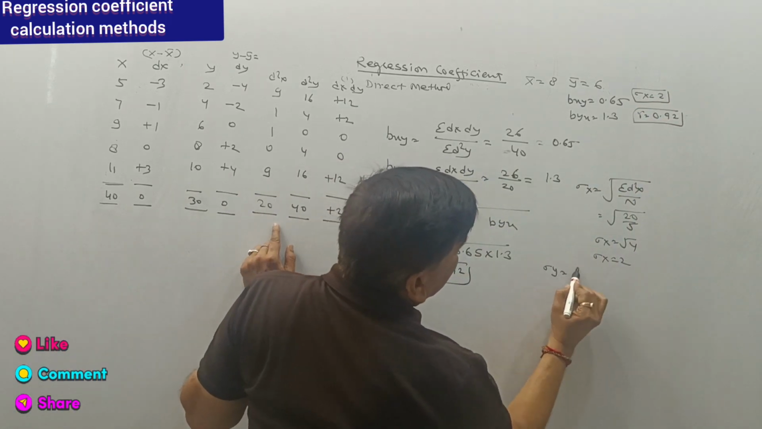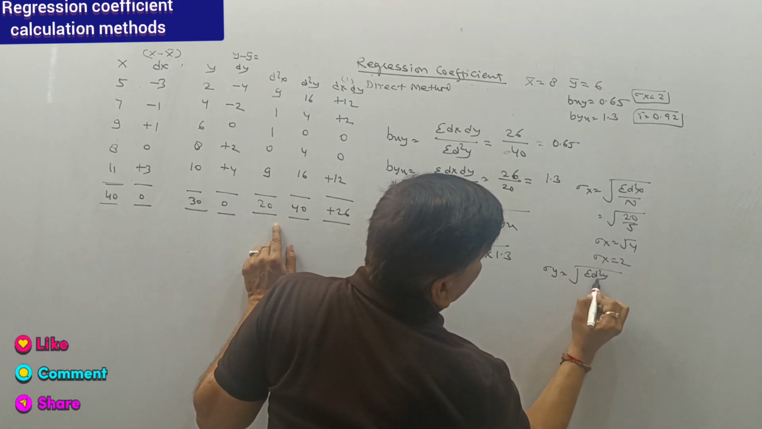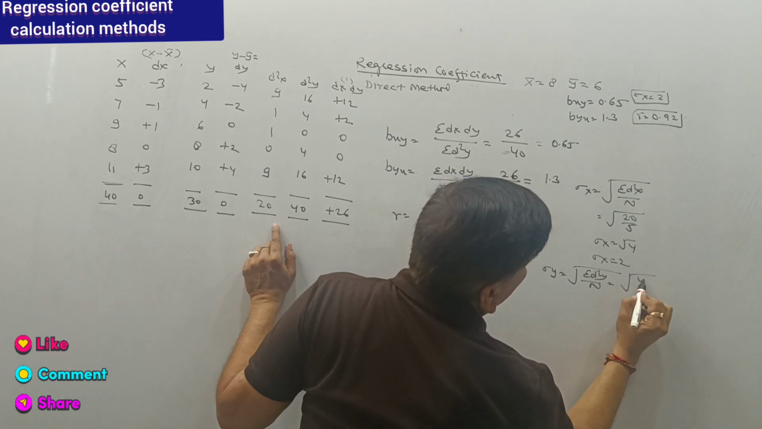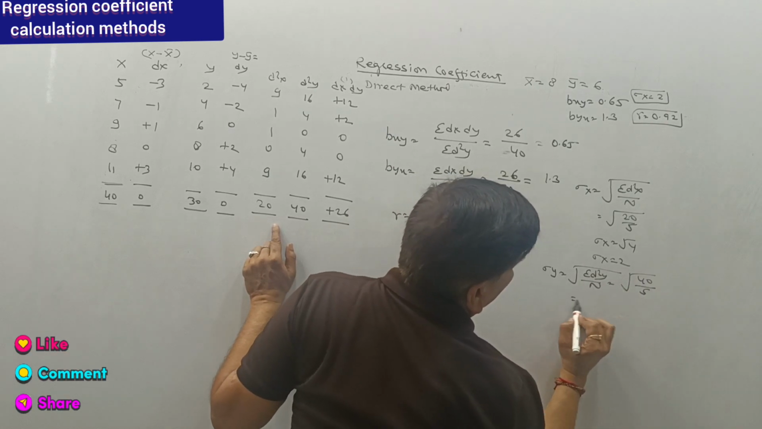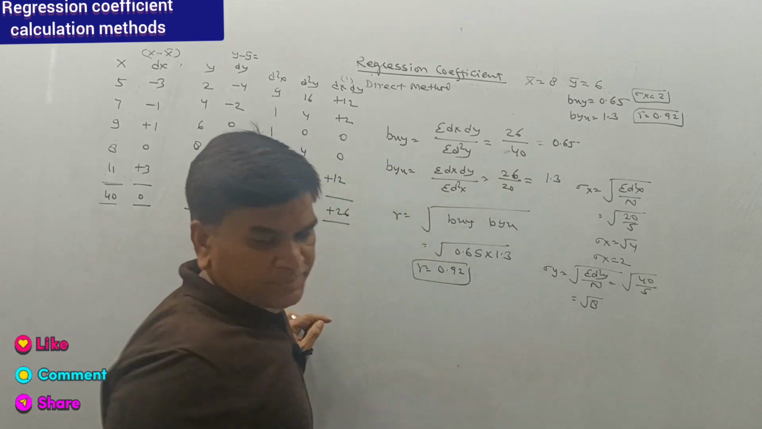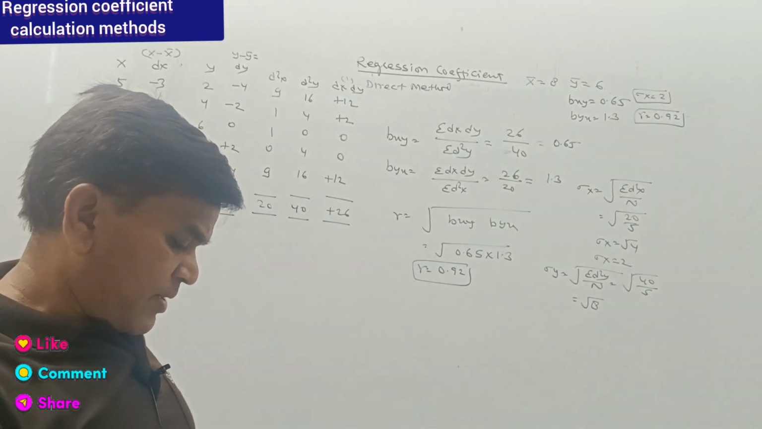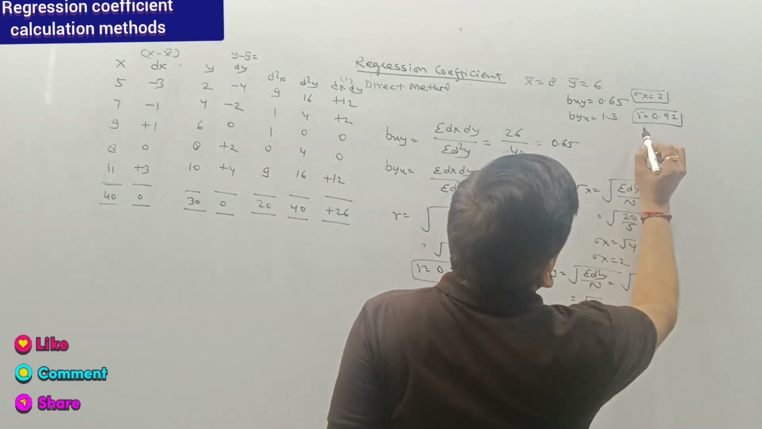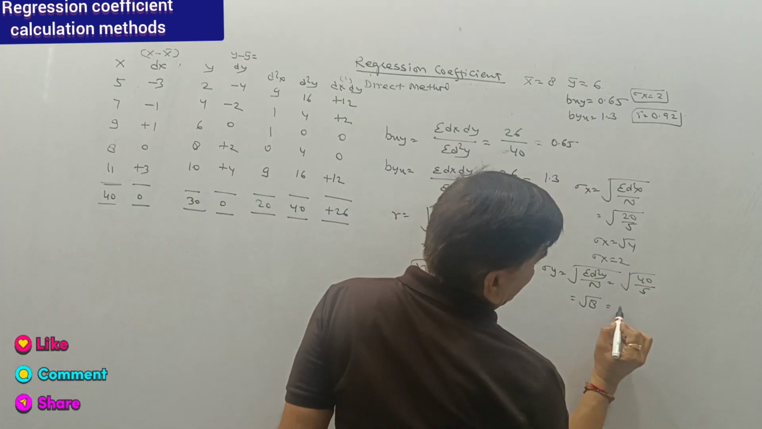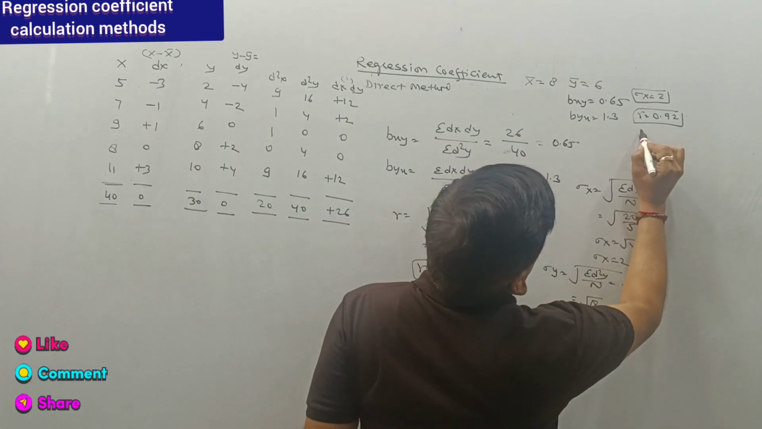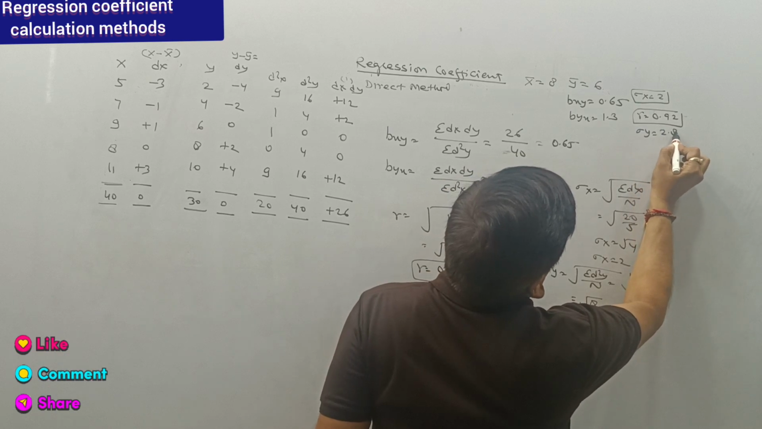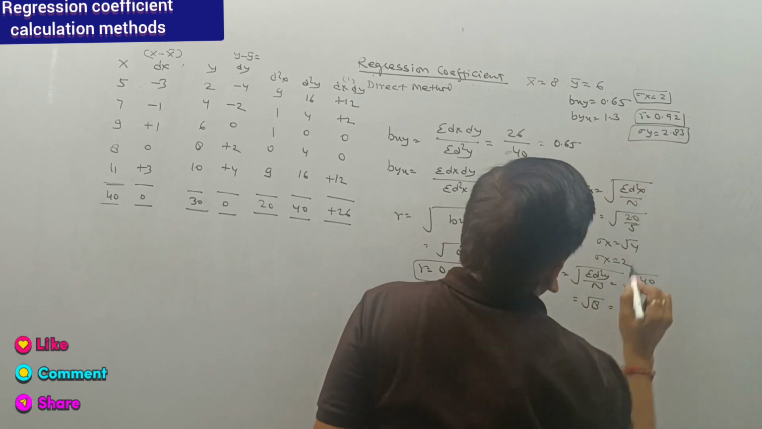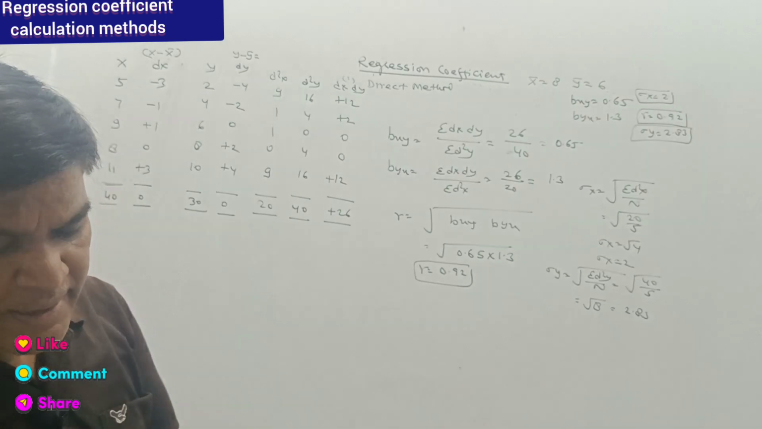Standard deviation of y is the square root of sigma d square y upon n, so 40 upon 5, that is the square root of 8. So the standard deviation of y is 2.83, which we have already calculated. So this is the direct method.